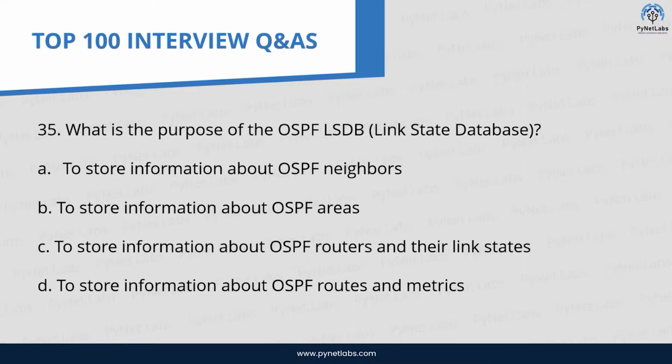So it is about topology awareness. The link state database will store a map of the entire OSPF area, and each router within the OSPF domain maintains an identical copy of the database, and it includes the information about the routers, the link state advertisements, and their respective states, such as whether the link is in the up state or the down state. So option C is going to be the correct answer.